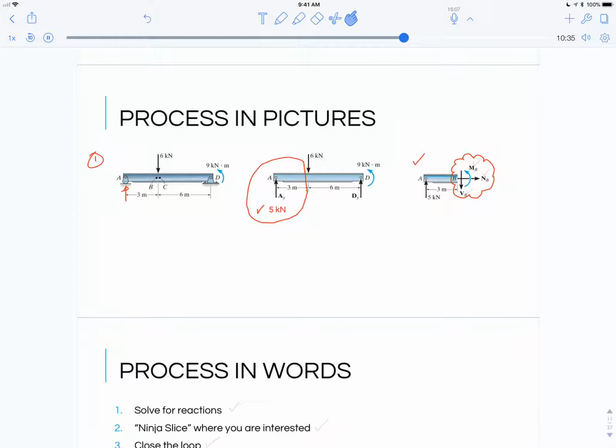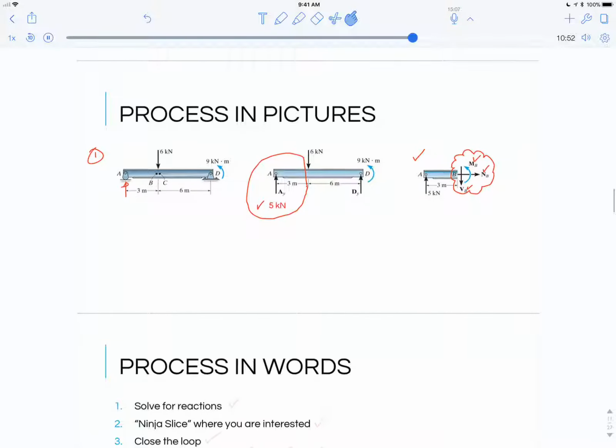And so you always put in, for a two-dimensional problem, an axial force, a shear force, and a moment. And those are three things. You have three equations. You could solve for those three internal forces using statics.